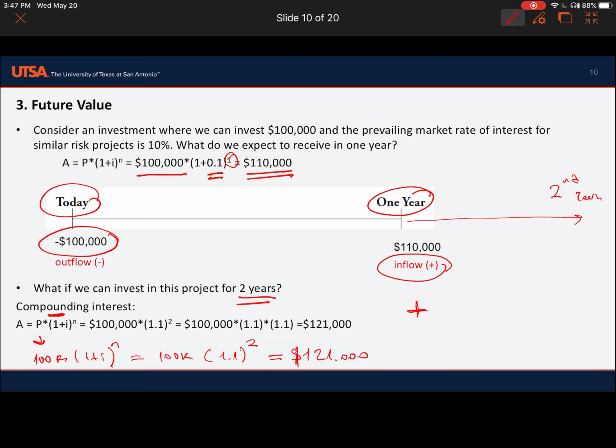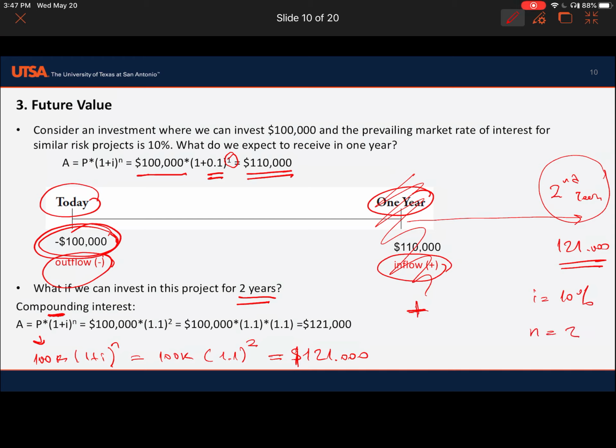Here you will have 121,000. So if you are investing today, 100 outflow, just ignore that here, and in the second year you will get $121 in the case where the interest rate is 10% and n is 2. Here the interest rate is 10%, n is 1.